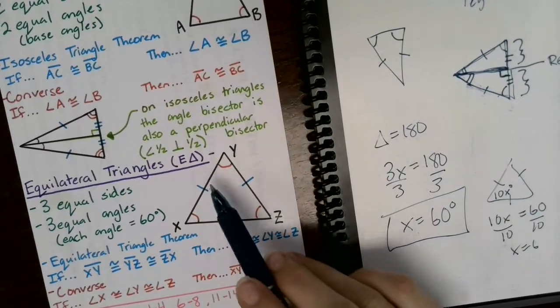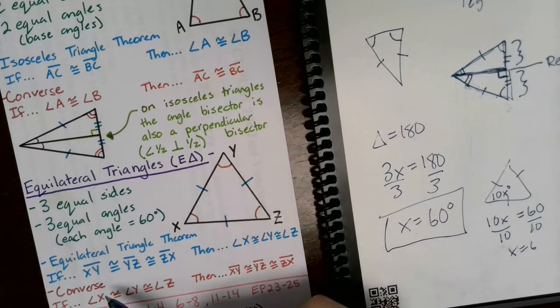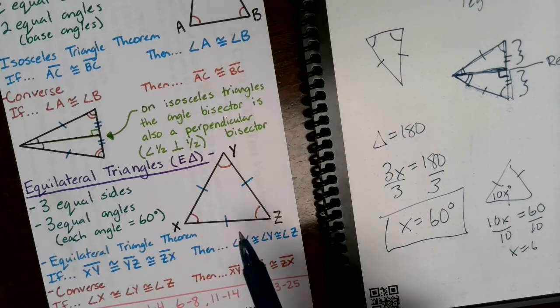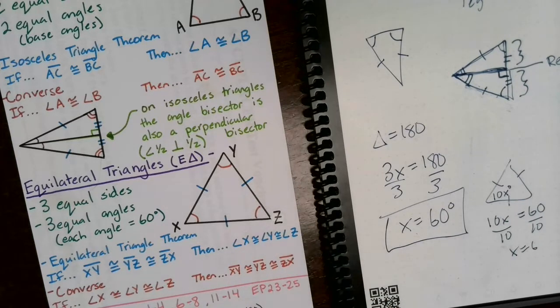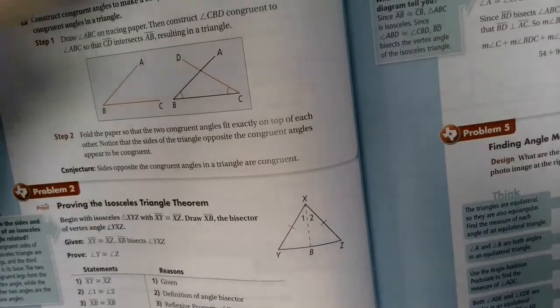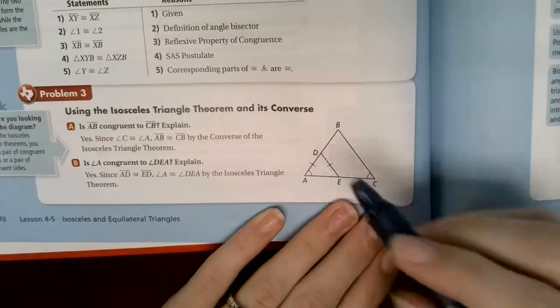If all three angles are congruent, then all three sides must be congruent, and the reverse is true as well. If all three sides are congruent, then all three angles are congruent. For the types of problems that we're doing, for the example problems, oftentimes you might see where the triangles are put together, okay?